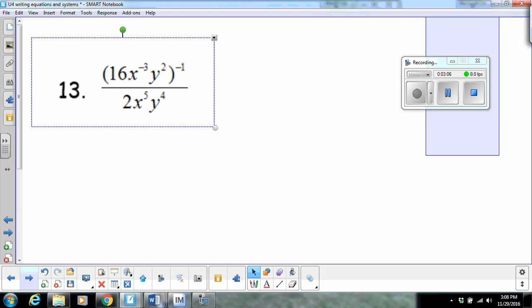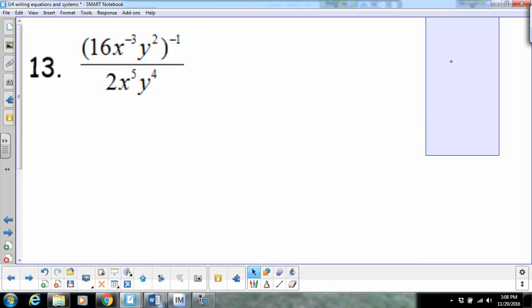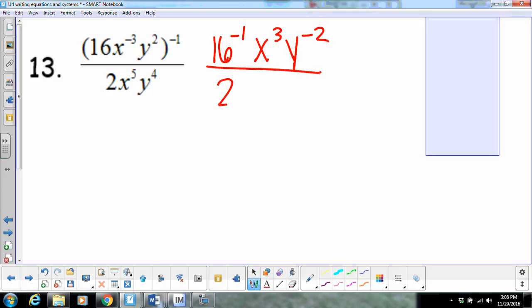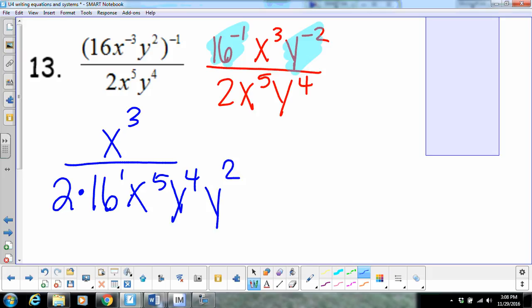And yes, here it is, number 13. Okay, first thing I'm going to do is I'm going to distribute this negative 1. Okay, next thing I'm going to do is I'm going to move all of my negatives. So both of those are going to come down to the bottom. So x3 is on top. And then we had our 2. We moved our 16 to the first. We've got our x5, we've got our y4, and we moved our y squared.